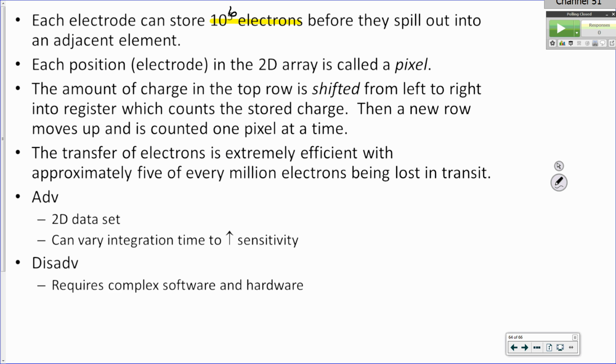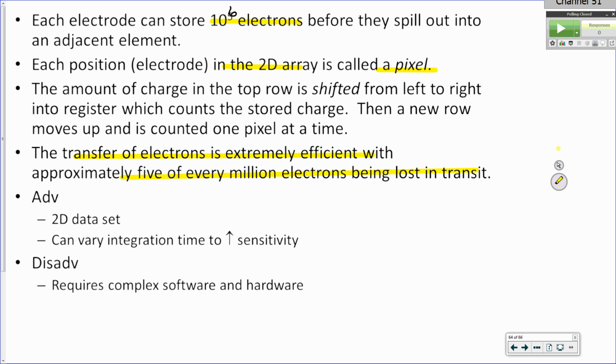So it'll read the ones in the first row and throw them out, and it'll move everything over, and it'll read there again, and then read again, read again, and read again. So those pixels is one position in the array, and you can get 1 million electrons underneath one of those things. The efficiency that they work with is they can transfer an image, and they'll only lose about 5 electrons in 1 million. I mean, it's highly, highly efficient. It's amazing what these things can do.